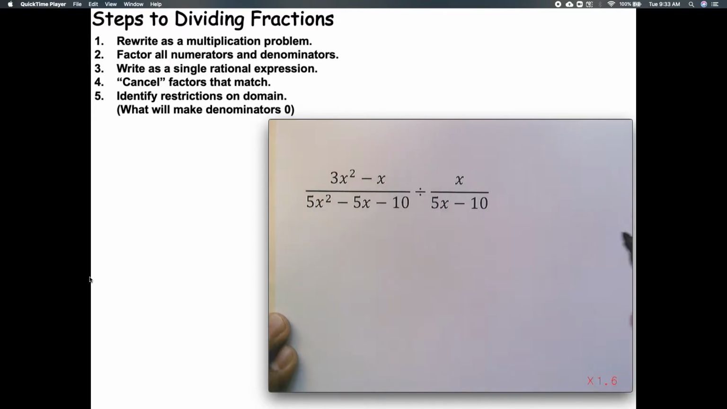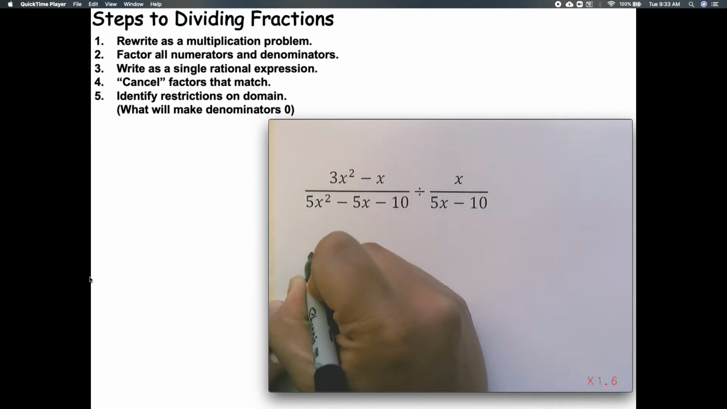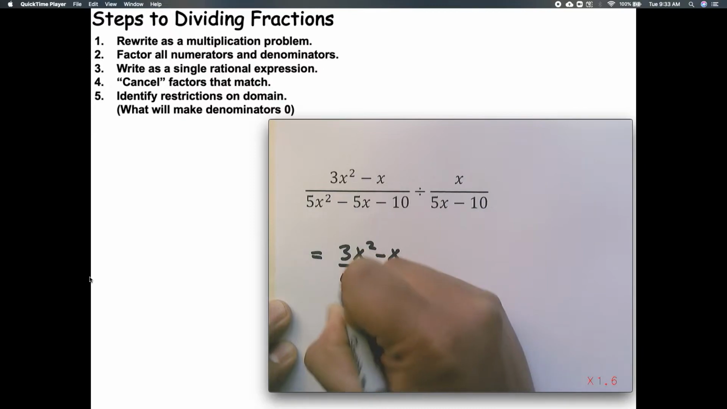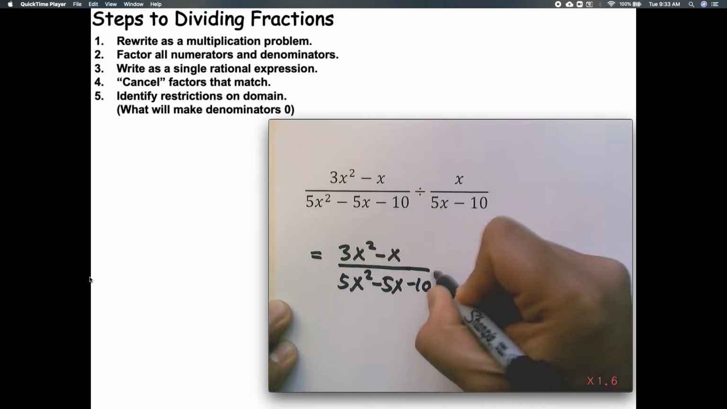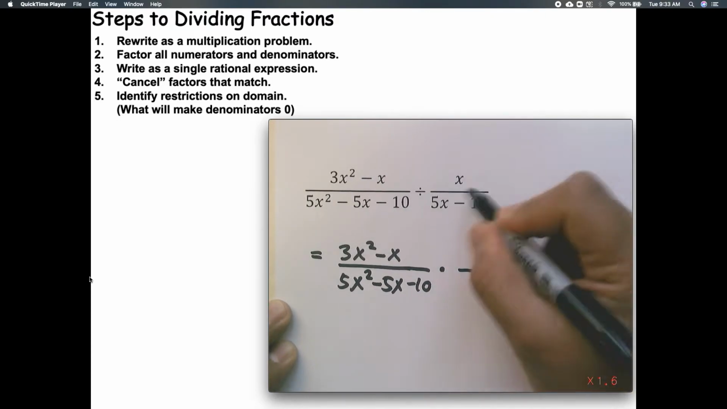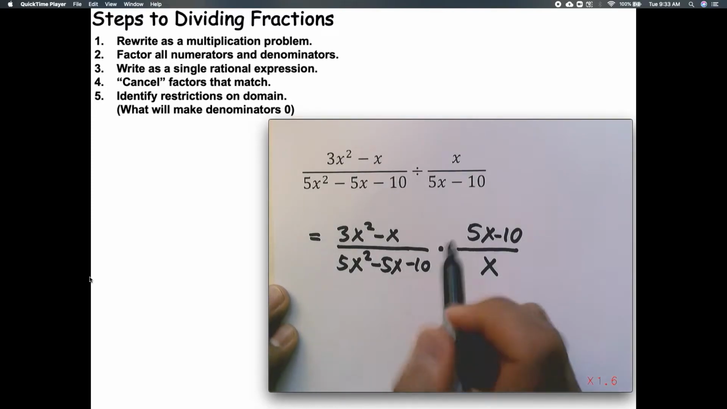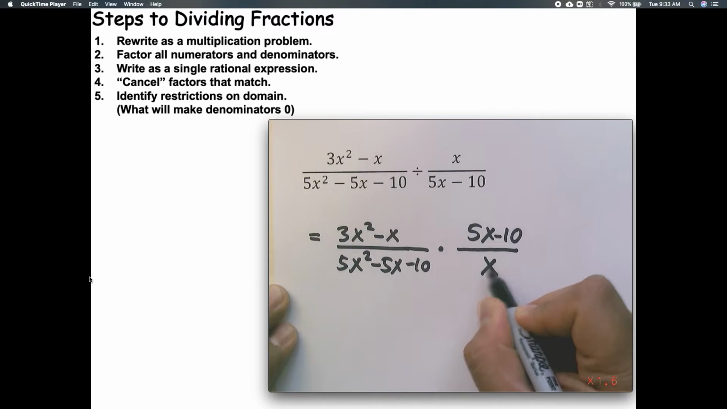As far as showing work goes, the first step is to rewrite as a multiplication problem. So the first step, I'm going to put equals 3x squared minus x over 5x squared minus 5x minus 10, times, and then I'm just going to flip this guy over. So 5x minus 10 over x. All right. Now we're going to go on to step 2, factor all the numerators and denominators. I'm going to start with the easiest ones that are kind of clear. Like this one, this x, that one's done. There's nothing we can really do to factor that.